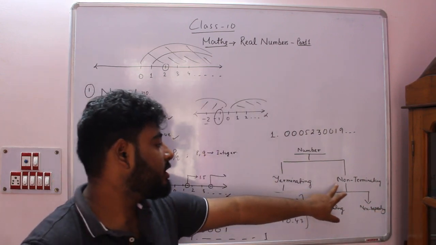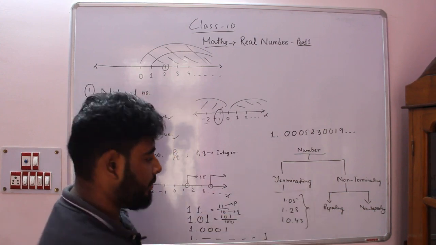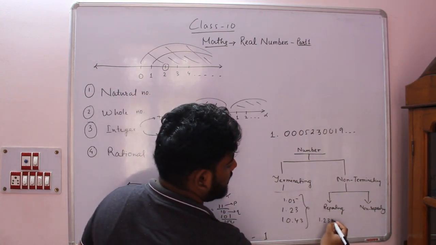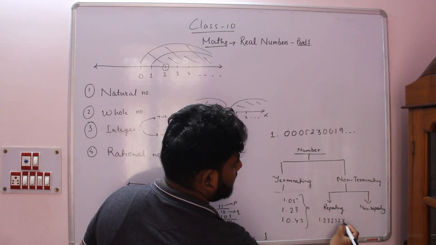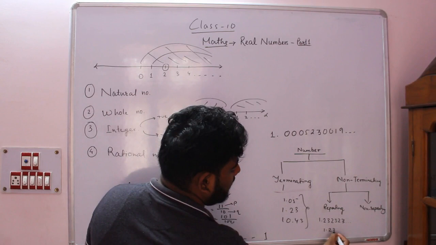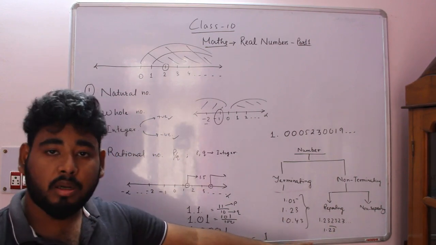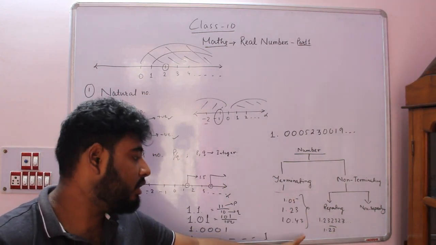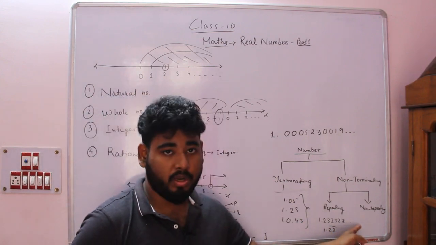So the numbers which are non-terminating and repeating. Suppose 1.232323. These numbers you have already got in class 9, and that is 1.23 bar. So this is also a rational number. This also falls under rational numbers, although it is non-terminating.